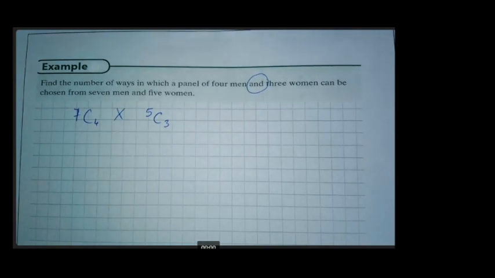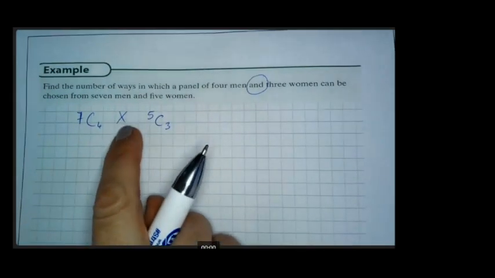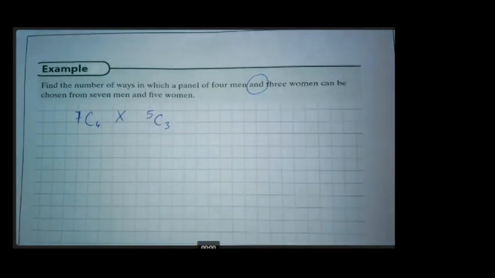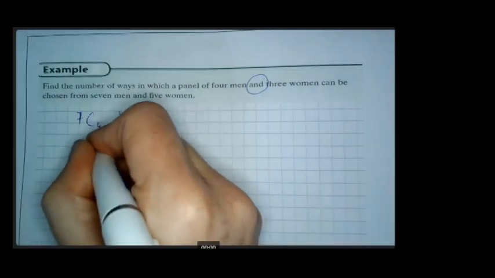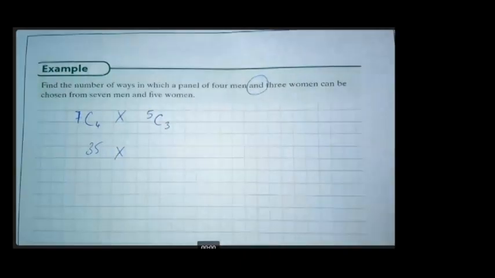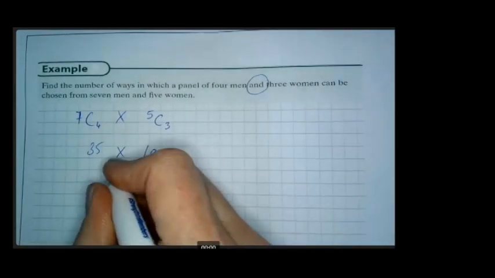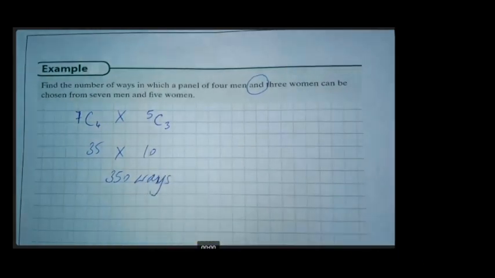If we want 4 men and 3 women, then we'll work out the number of ways of choosing 4 men from the 7 men that are available, and we'll work out the number of ways of choosing 3 women from the 5 women, and we want both those things to happen, so we're times. So I'm going to work out 7C4, and I'm getting 35. I'm going to work out 5C3, and I'm getting 10. And of course, 35 times 10 is 350 ways altogether.